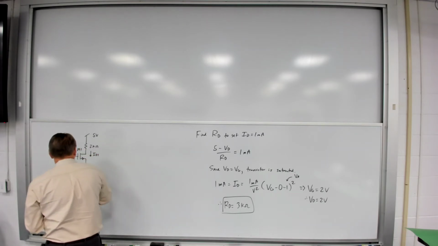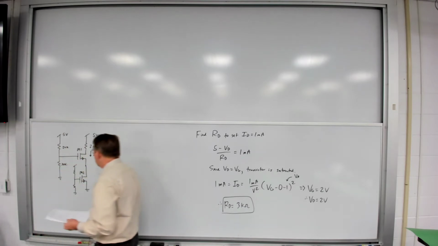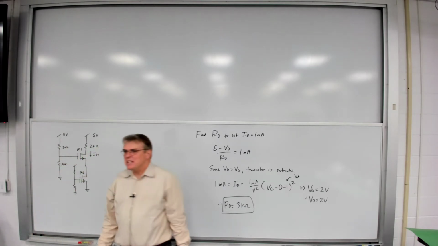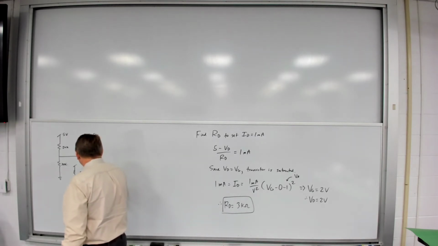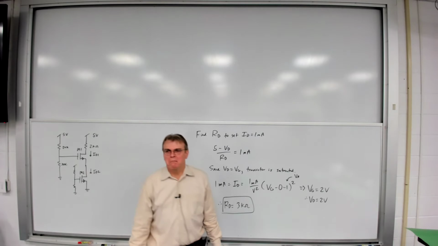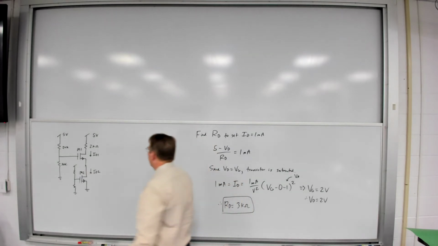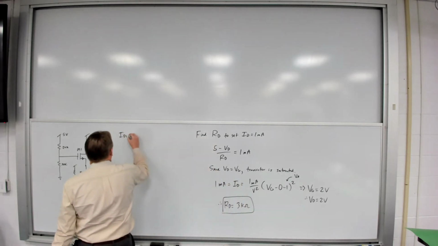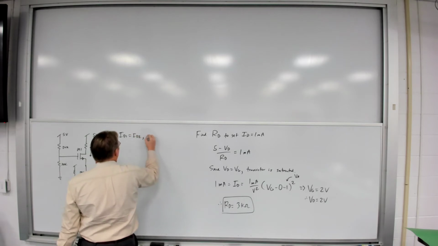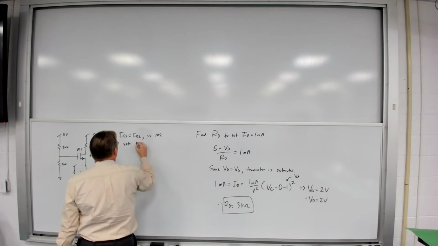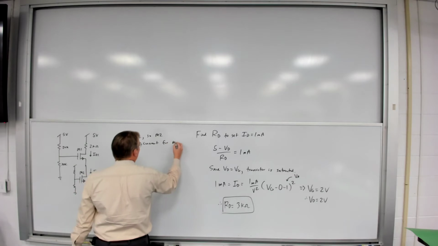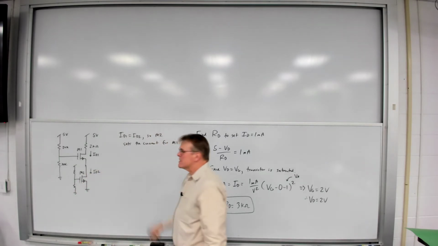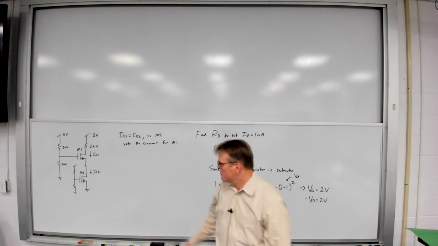Call this M1. I'll call this M2. By KCL, ID1 and ID2 must be the same. So M2 sets the current for M1. And notice what I'm doing here.